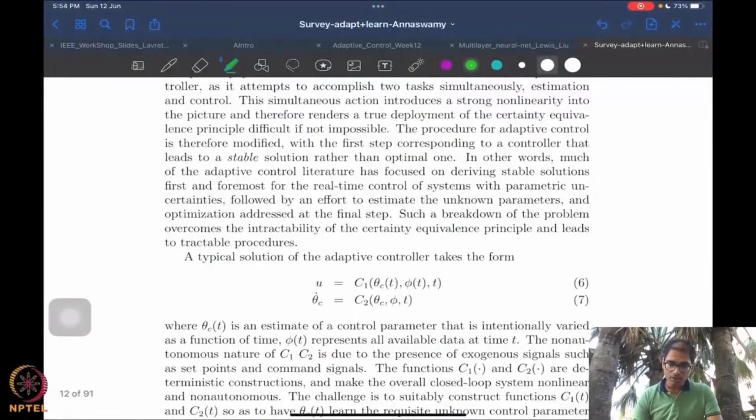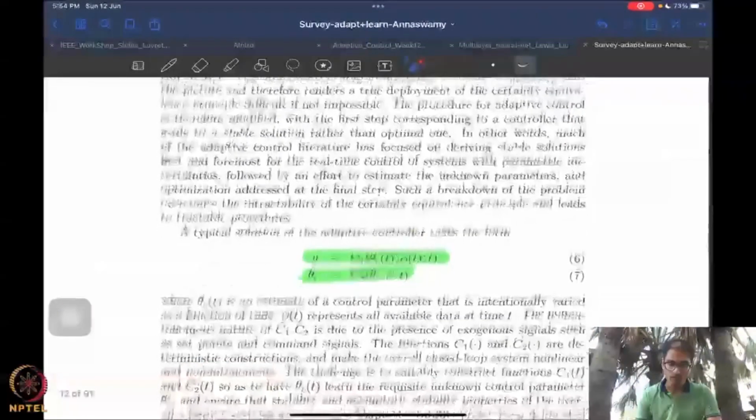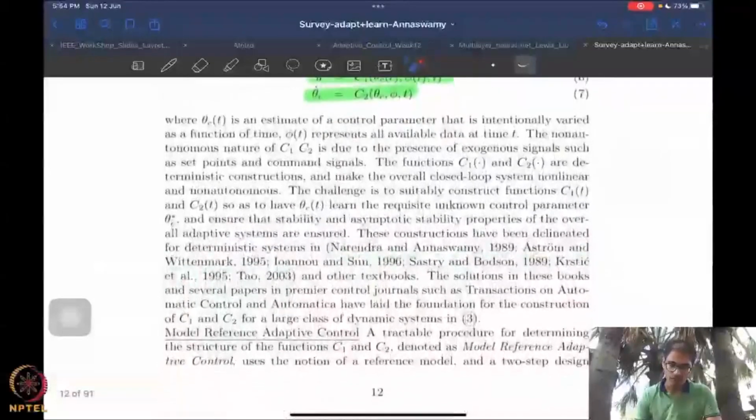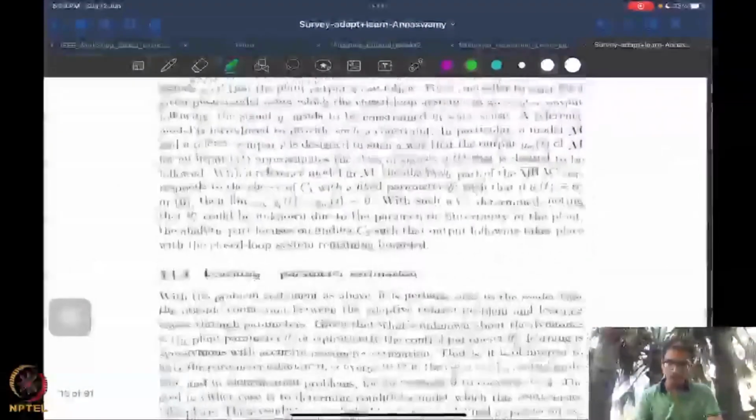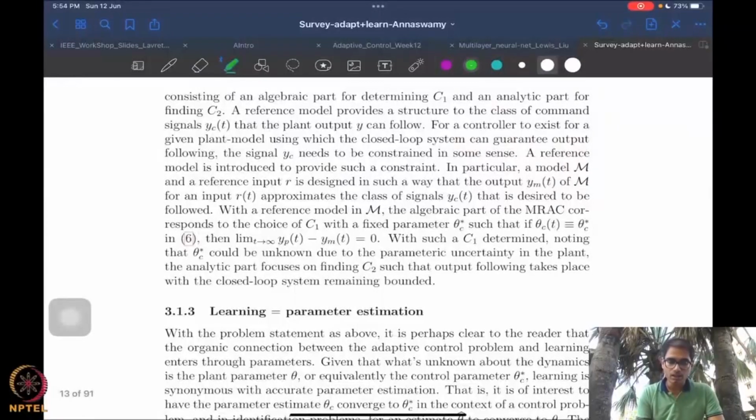So basically, the certainty equivalence principle is what came out of this, and a standard solution of an adaptive controller looks something like this. You have a controller which depends on some estimates of the parameters, some regressor, and possibly time, and then there is an update law for the parameter, which possibly depends on the estimate itself and the regressor, right? So this is the structure of what you have. Then you of course have the linear version, model reference adaptive control, where instead of following a reference signal, you follow a reference model.